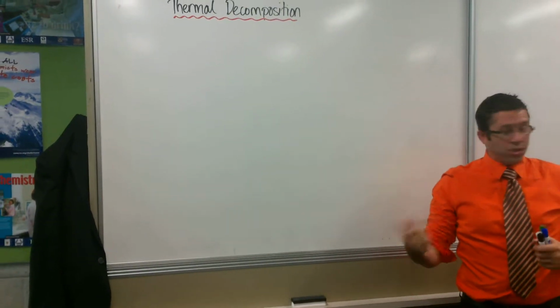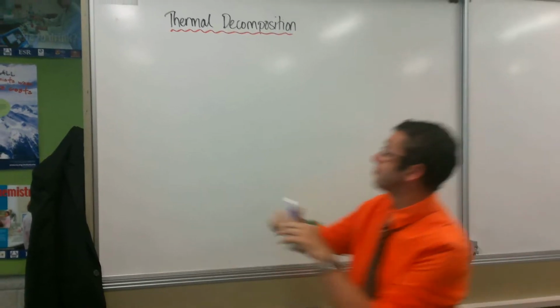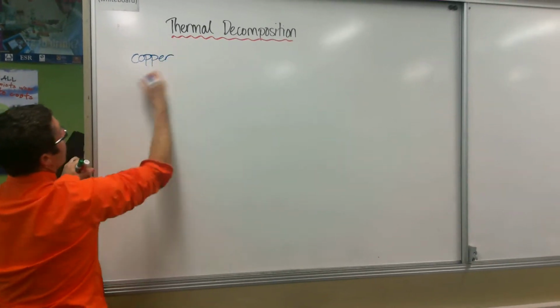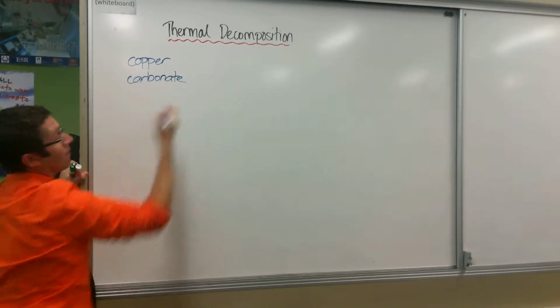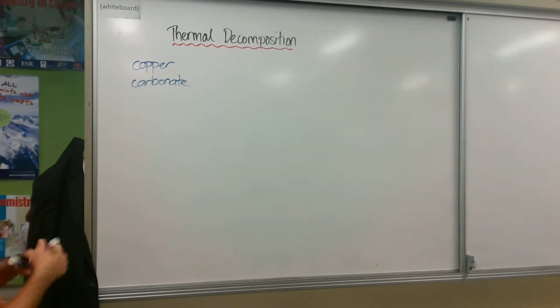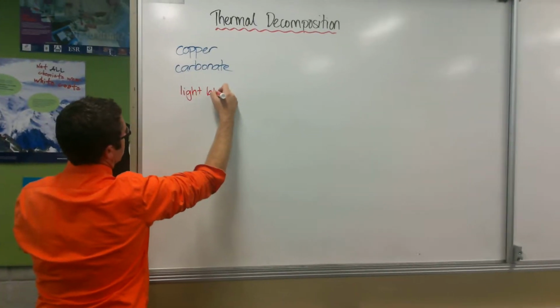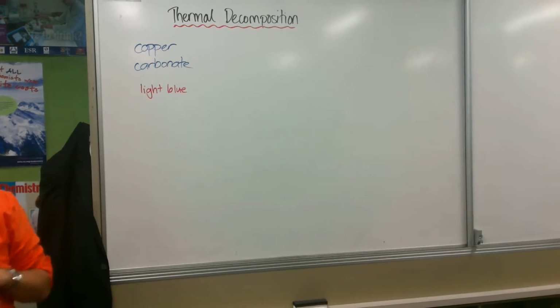So in our last bit, we just looked at an experiment where we heated some copper carbonate. Can someone remind me what colour copper carbonate was? Pale blue, yeah, light blue. Good, excellent. So I'm just going to write that colour underneath it, so we know. I know I've written it in red, but that's just to remind me it was light blue.